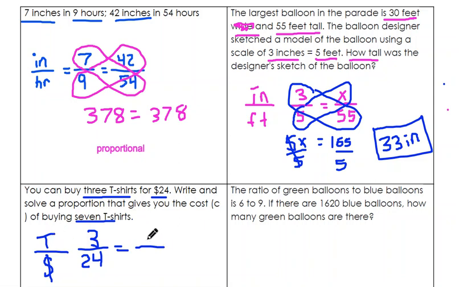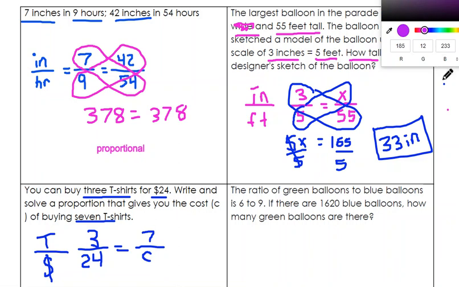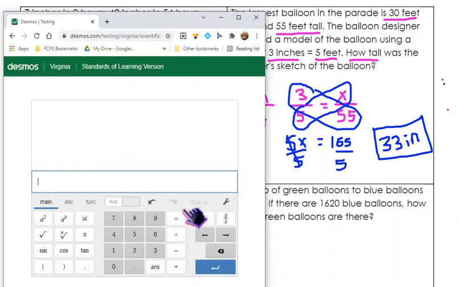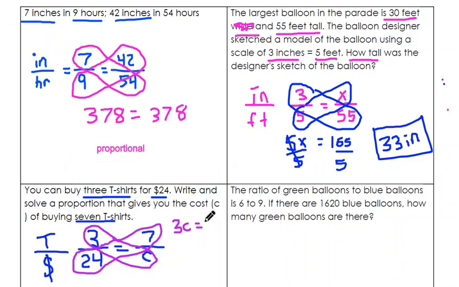7 t-shirts, t-shirts is on top, so I'm gonna put 7 on top, and I don't know the cost of 7 t-shirts. But what I can do is cross multiply and figure this out, right? 3 times C will give me 3C. 24 times 7 is, I have no idea, so I'm gonna use my calculator. 24 times 7 is 168.